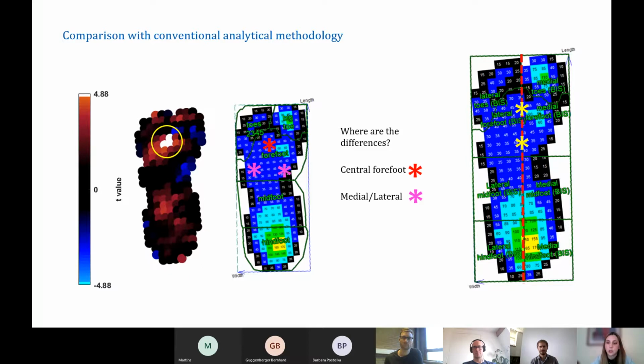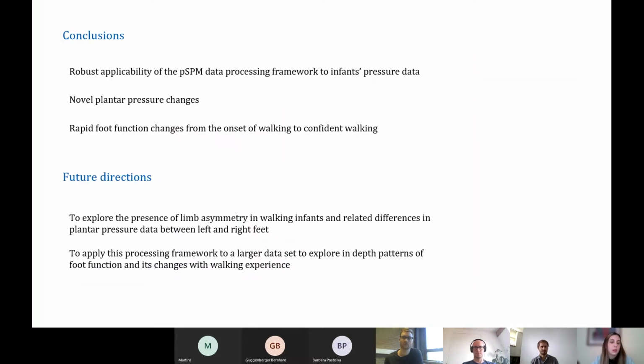And this would have changed completely our interpretation of the results. So in conclusion, we demonstrated a robust applicability of the Pedobarographic statistical parametric mapping data processing framework on infancy. And we were able to detect also novel plantar pressure changes, which highlighted rapid foot function development from the onset of walking to confident walking.